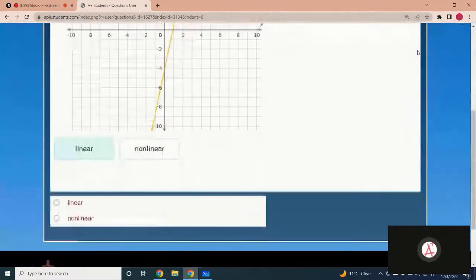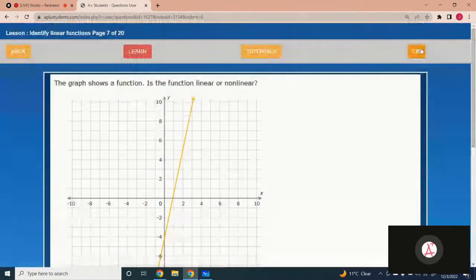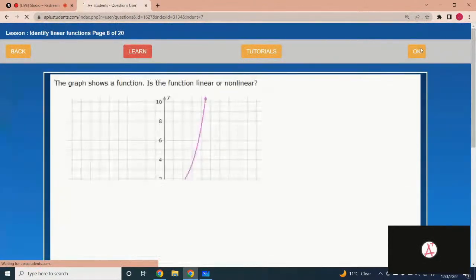It's a straight line. That means it is a linear function. Got it? So just select the correct option and click on the OK button.